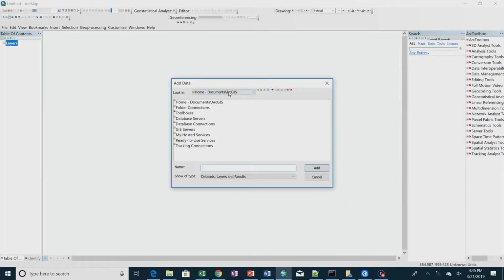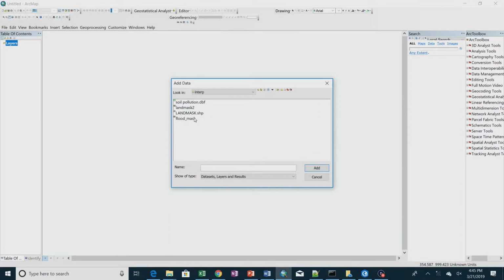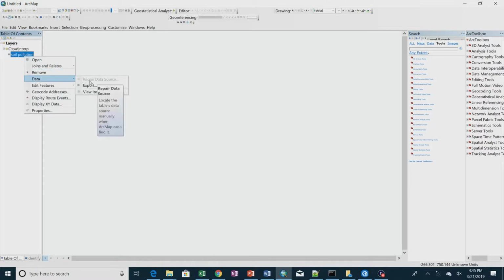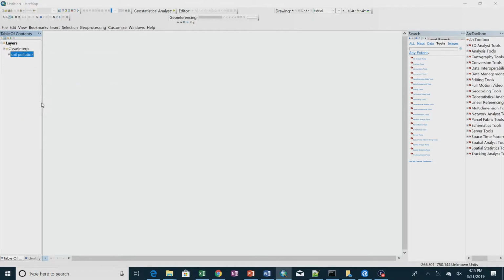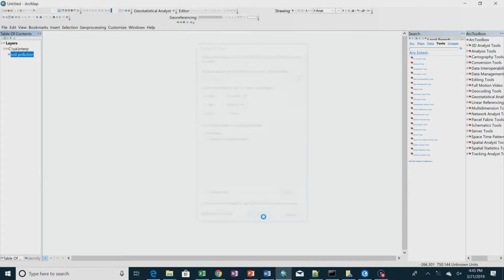No, but the tool that I need to run for some reason isn't running without the internet. The tool that I need to run to do the XY data says that there's a problem running it. So I said that this was in CSA, Interp, soil pollution, and then I just need to go right click, data, display XY data, so it's the same words, easting, northing. I'm just going to leave this blank, say okay, there's my data.